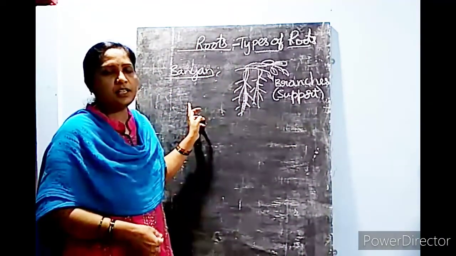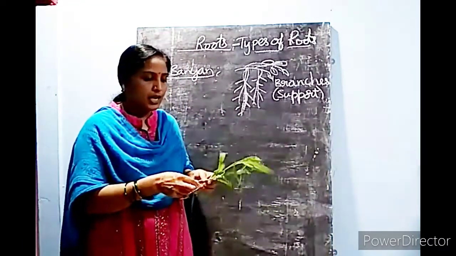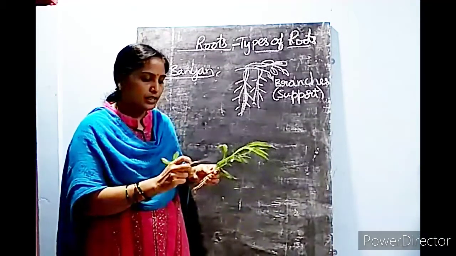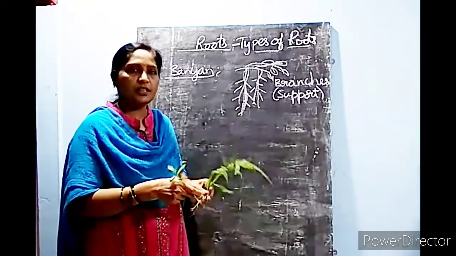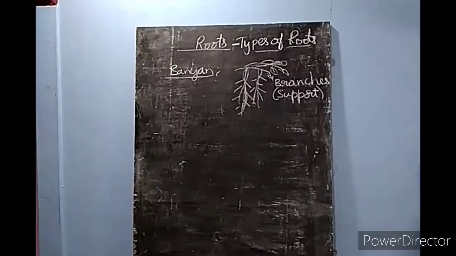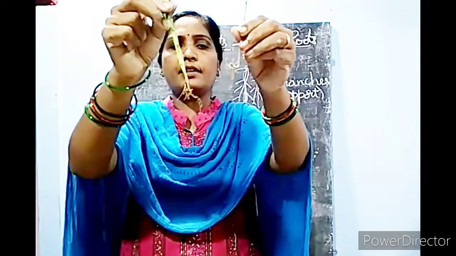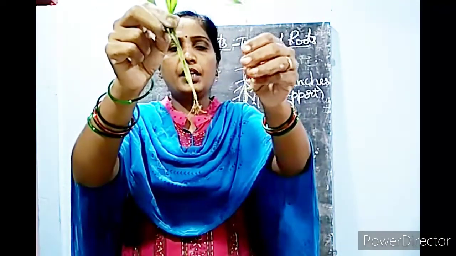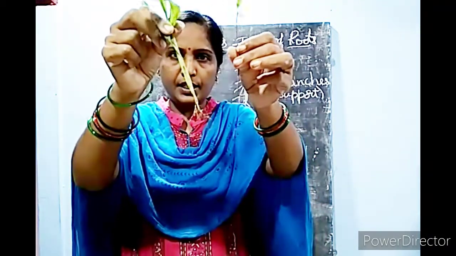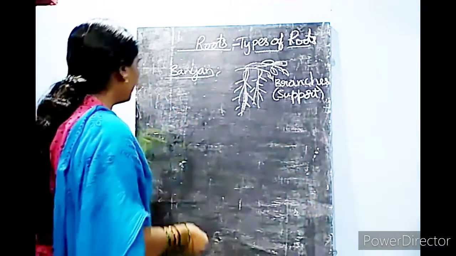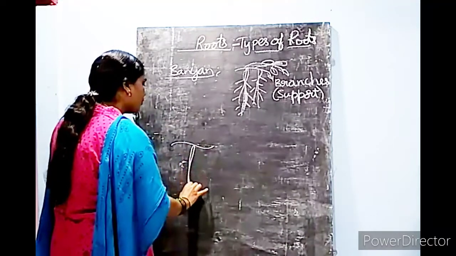Understood, children? Now I'll show you two plants. Are the roots of these two plants the same, or are you able to find any difference? You observe these plants. Have a close look at these two plants, children, and try to find out if there is any difference in these two plant roots. Yes, I will draw on the board. You try to identify the difference between these two roots.